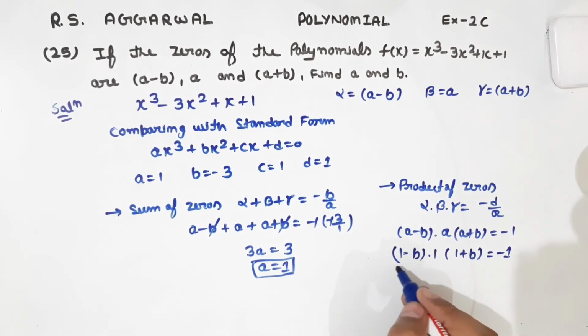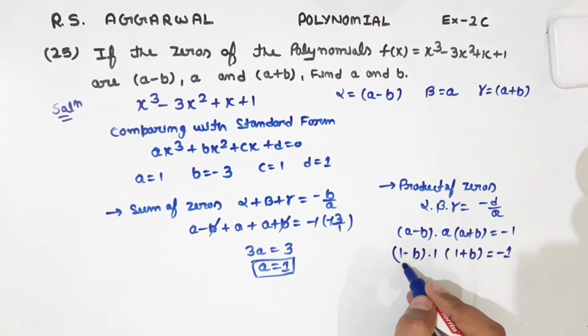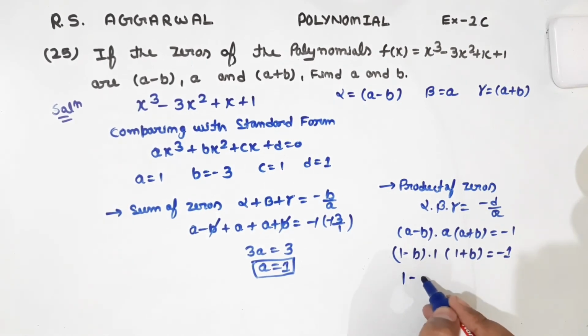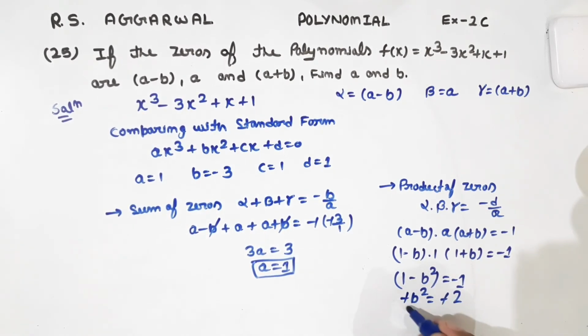So now from here a plus b and a minus b, that will be equal to 1 minus b square equals minus 1. So minus b square will be equal to minus 2. So from here b will be equal to plus minus under root 2. So the value of b will be plus minus under root 2.